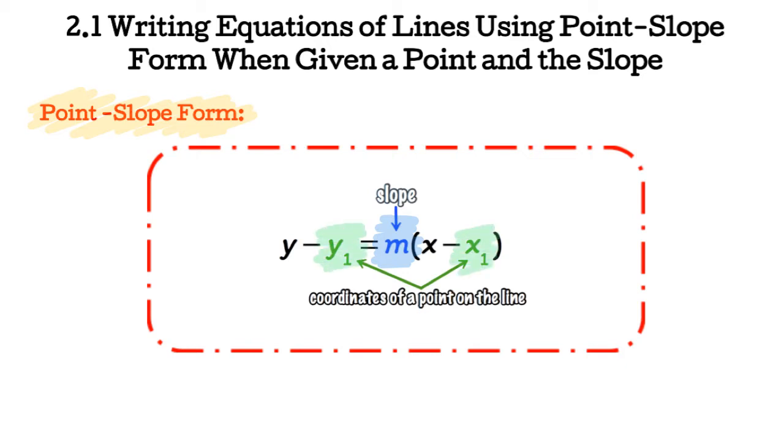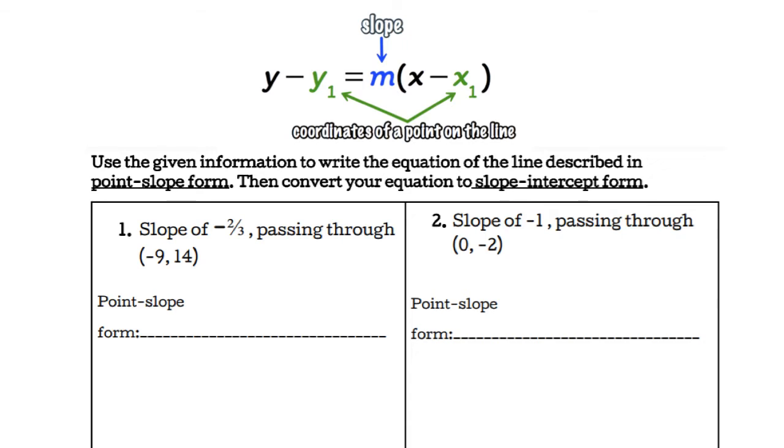So different than slope-intercept where we were using a y-intercept, instead with point-slope form, we are going to be using an x-y coordinate that's on our line. So let's take a look at a couple examples of how we could use our slope and an xy coordinate to write an equation of a line.